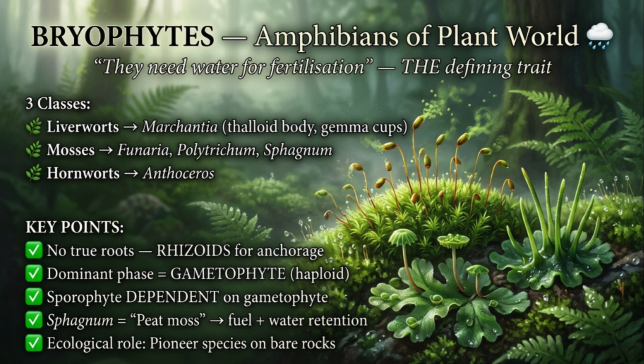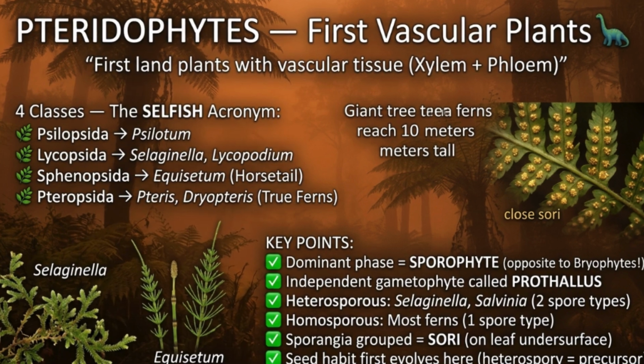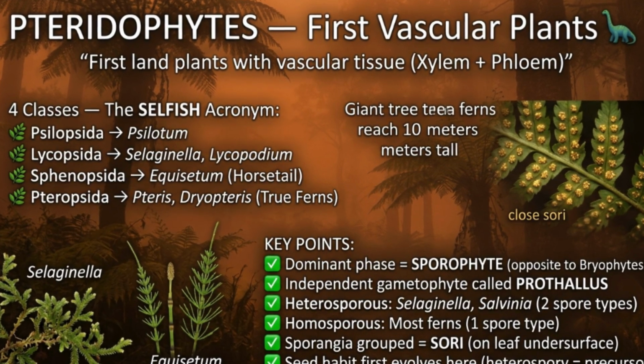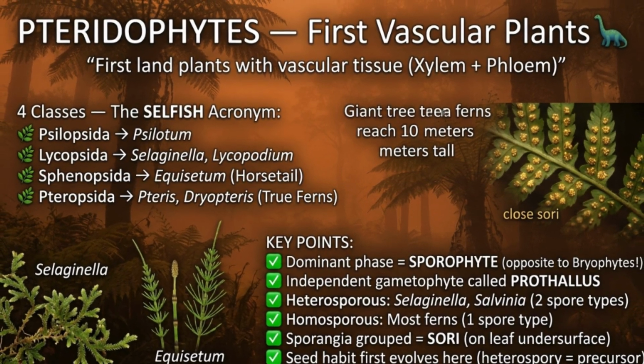Now, the dominant generation, this is a NEET trap. In bryophytes, the dominant phase is the gametophyte. That's the green body you see, and the sporophyte is completely dependent on it. Flip this in pteridophytes, and you'll get questions wrong. Sphagnum moss is special. It absorbs 18 to 26 times its own weight in water and is used as peat, a fossil fuel source.